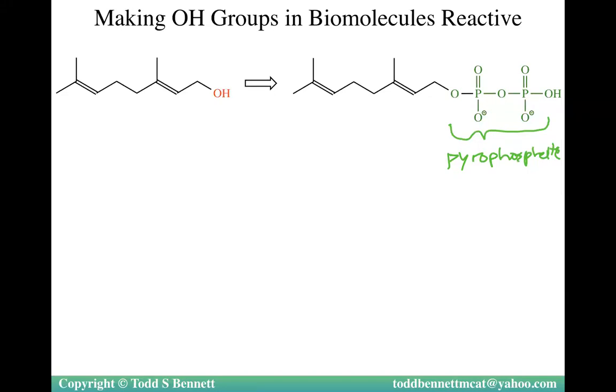So, if you will, I'm turning the OH into a better leaving group, just like we do in the previous slide, where we talked about turning it into OTos or turning it into bromide or chloride. This is the same thing that happens biologically. The additional thing here, if you will, is that it's a better leaving group, but also an energizing leaving group. If we need the energy, we can hydrolyze here to push an unfavorable reaction. So making OH groups reactive, just like we did by tosylating it, we're now going to pyrophosphorylate it. Bad leaving group turned into a great leaving group that comes with a built-in energy supply.